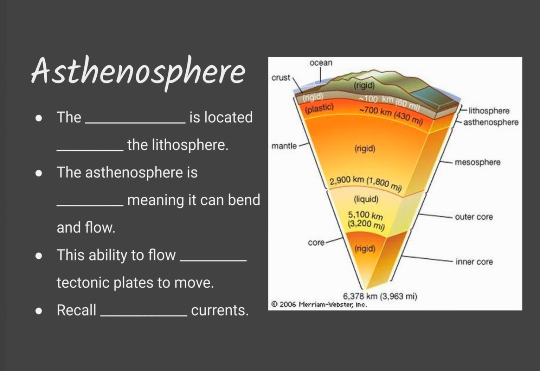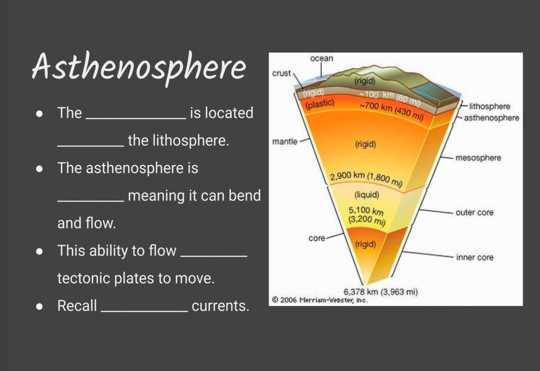Beneath the lithosphere is the asthenosphere. And the asthenosphere behaves very differently because it's hotter. So the asthenosphere is located beneath the lithosphere.